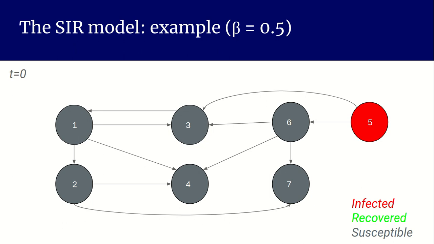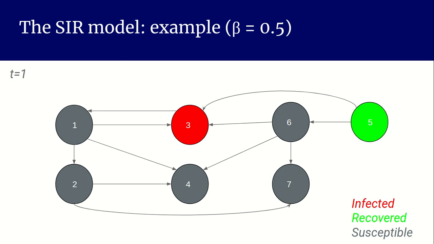So here we have 7 nodes connected according to the graph structure in this picture, and we assume that the infection probability for each node is equal to 1/2. So we have a 50% chance of infecting each vertex in our one-hop outgoing neighborhood. Let's assume that we begin with a single infected node, which is node 5. At time step T equal 1, node 5 has a 50% probability to infect its neighbors 3 and 6. It only succeeds at infecting node 3 and not 6, so 3 becomes a red node, so an infected node.